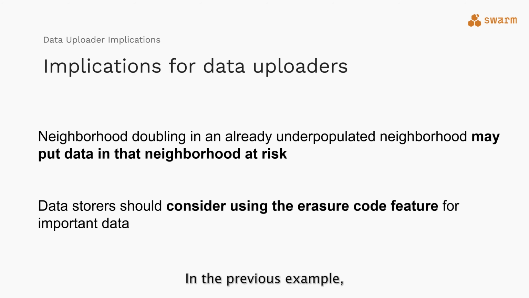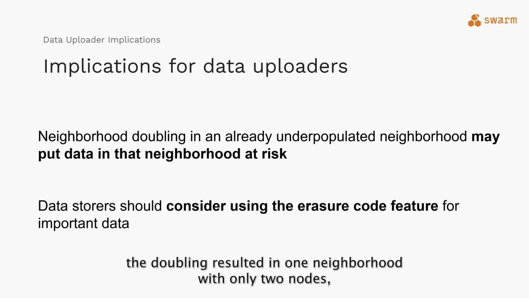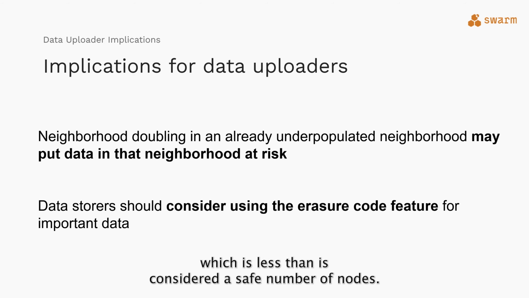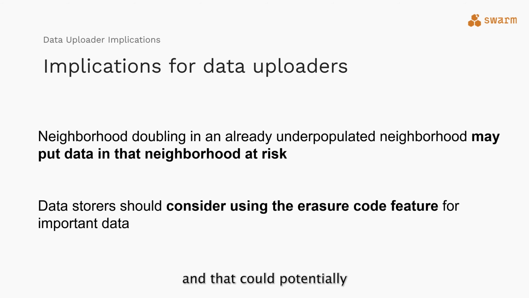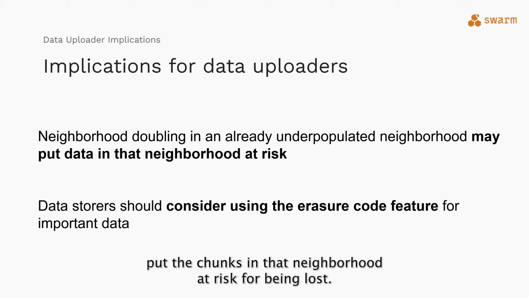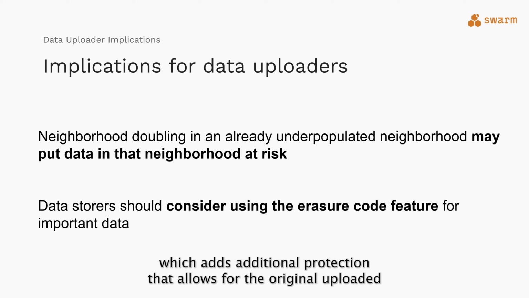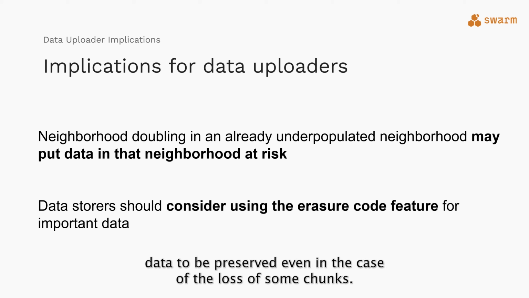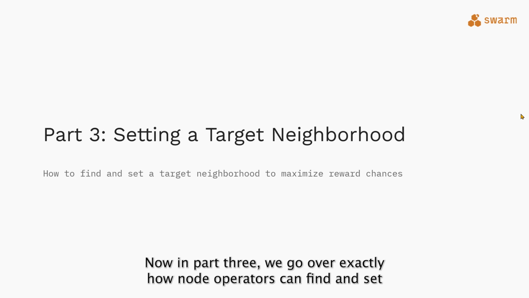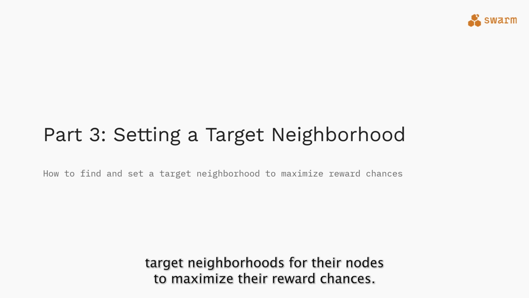In the previous example, the doubling resulted in one neighborhood with only 2 nodes, which is less than is considered a safe number of nodes, and that could potentially put the chunks in that neighborhood at risk for being lost. To prevent the loss of data, data storers can make use of the new erasure encoding feature, which adds additional protection that allows for the original uploaded data to be preserved even in the case of the loss of some chunks. Now in part 3, we go over exactly how node operators can find and set target neighborhoods for their nodes to maximize their reward chances.